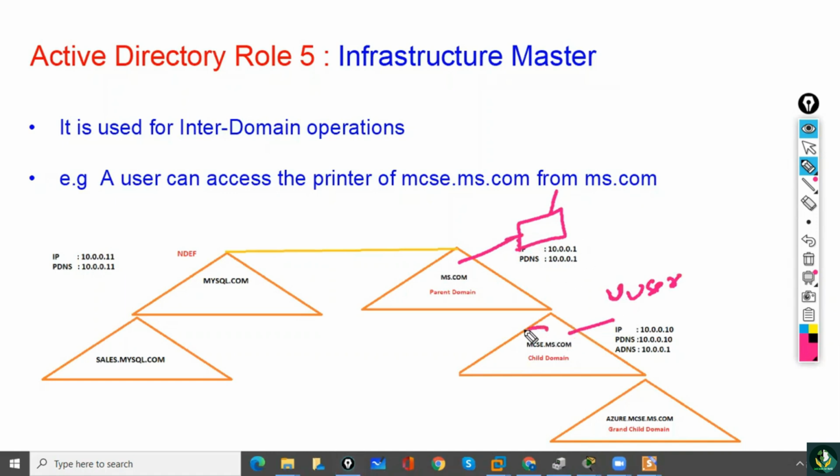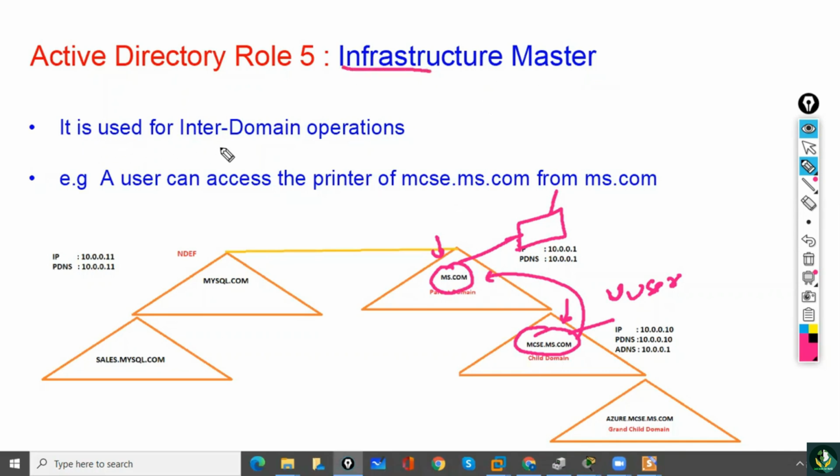Okay, so he is in a different domain. He is in mcsc.ms.com and the printer is in a different domain. The printer is in ms.com. So he wants to print it. So he can print it. So who is allowing these two different objects from different domains to communicate? It is done by infrastructure master.